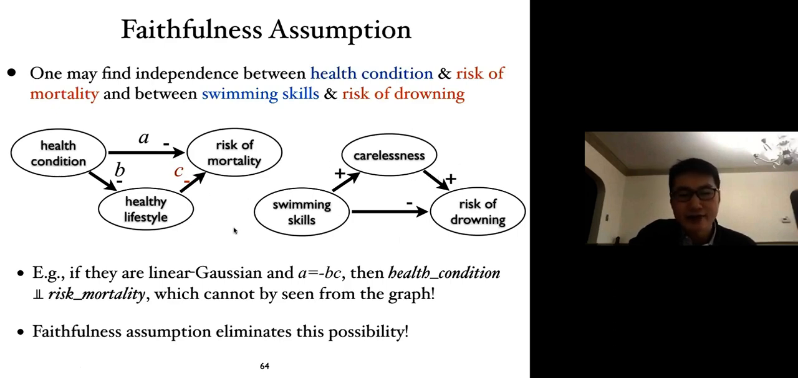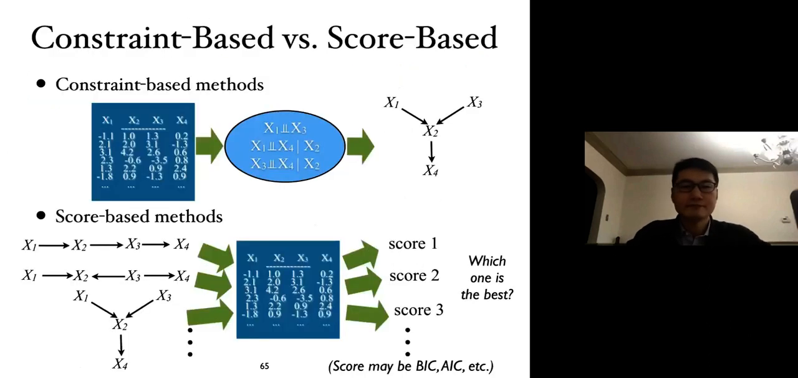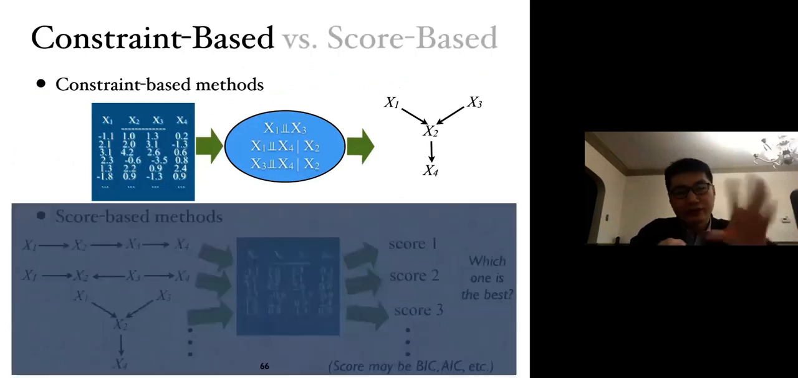As a consequence, you can see whenever I see those random variables, then I'm sure that health condition is not independent from the risk of mortality because there is a causal path between them. As long as there is a causal path, they cannot be independent because you cannot see the independence from the numerical condition on the graph. Now, we can just have a look at the two types of methods for causal discovery.